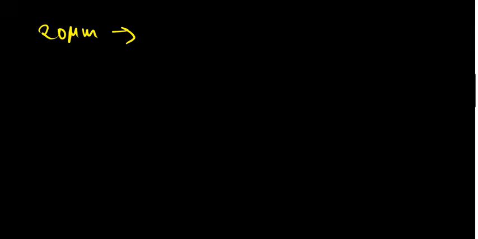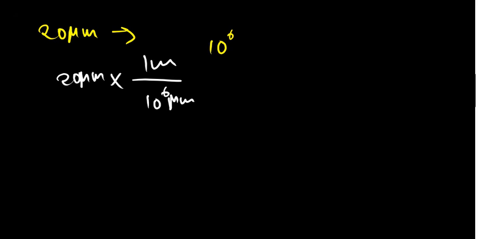Now we know that micro is basically 10 to the power 6. So if we use dimension analysis, we are going to say 20 micrometers times 1 meter over 10 to the power 6 micrometer. These two cancel, meaning our answer is going to be 20 times 10 to the power negative 6 meters. The same applies with nanometers.